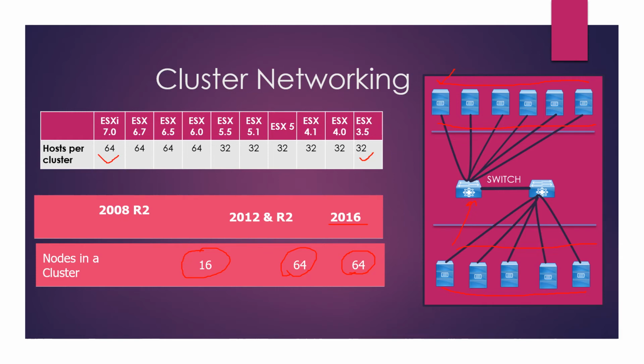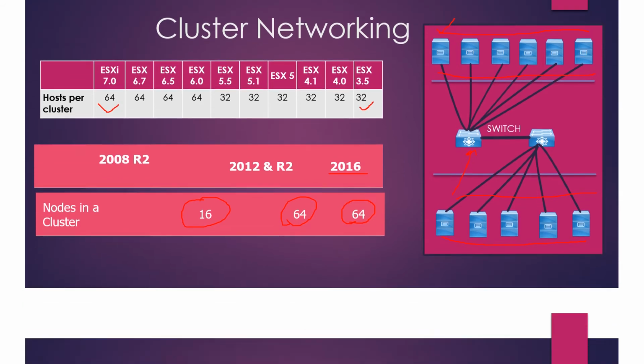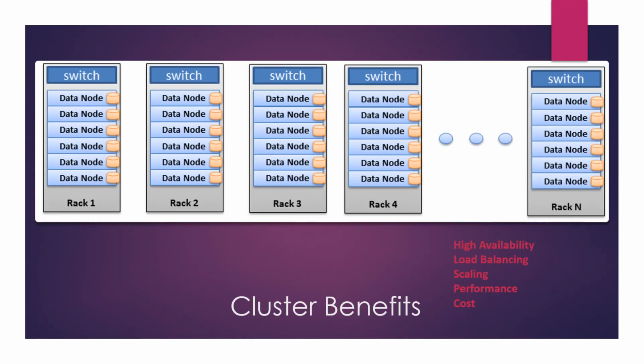In a cloud environment, it is going to be a specialized hypervisor where you might end up adding maybe more than 1,000 nodes. Let's now talk about the cluster benefits. So we built the cluster. This is rack 1, you have these many nodes. In rack 2, you have these many nodes. Similarly, you might have a number of racks in your data center.